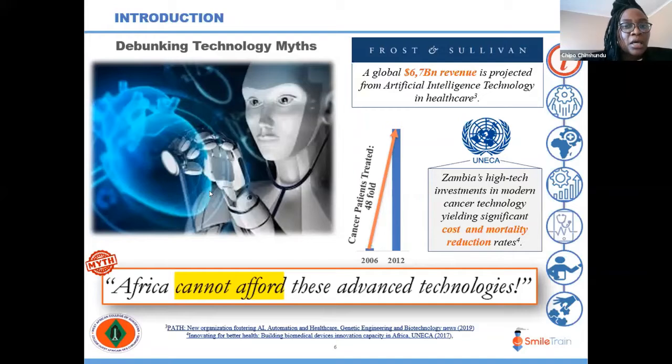Frost and Sullivan also supports this argument. There's an interesting new technology called artificial intelligence, a very small part of the healthcare technology sector, but it is projecting $6.7 billion in revenue by that one piece of technology. So we see that investing in these new technologies actually provides us access to more revenue in our context. But the question we need to ask ourselves is: is this new piece of technology worth investing in, and what problem will it solve for our context, rather than thinking of it as something we cannot afford.